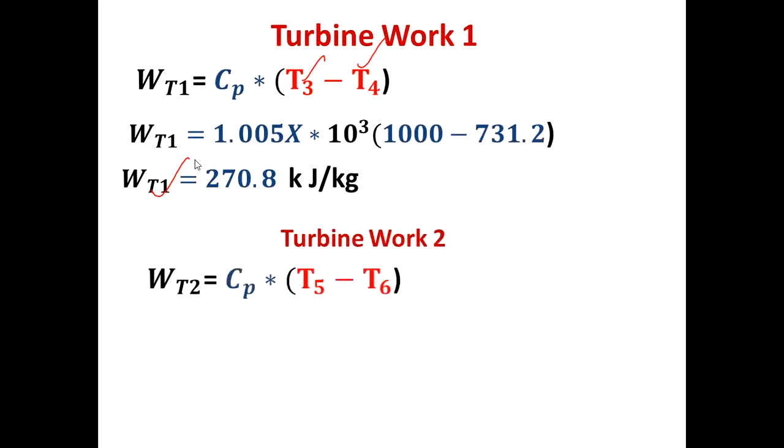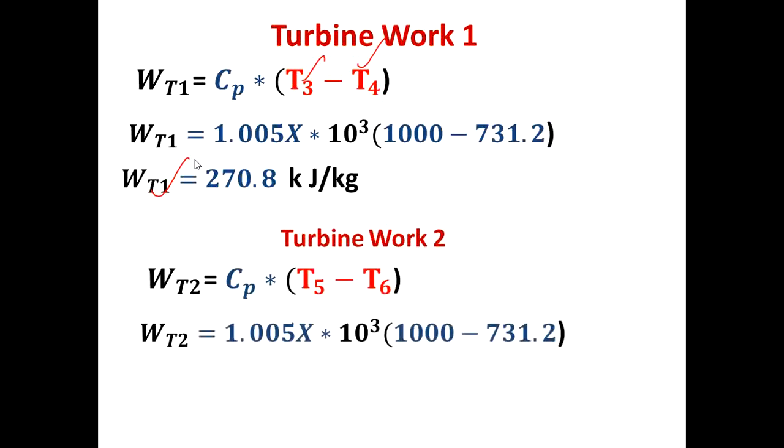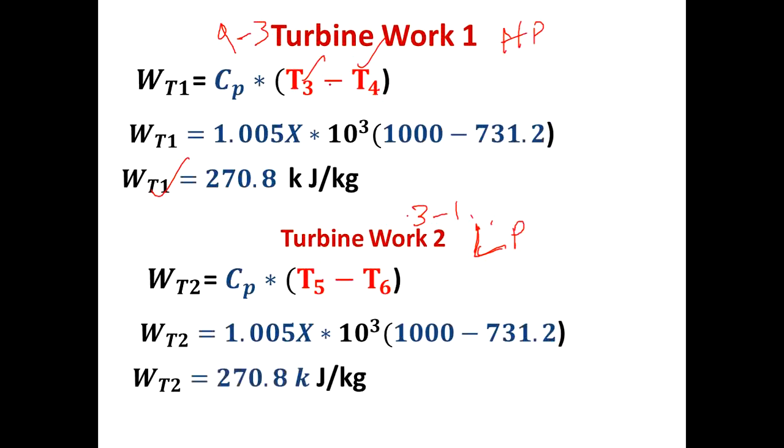Similarly, turbine work 2 is Cp into T5 minus T6, the low pressure turbine. This is the high pressure turbine, this is the low pressure turbine. This is for the HP, and this is for the LP. You know this is working with the low pressure, where the pressure ratio is 3. Here maximum pressure is 9. Here pressure is 3 to 1. It is working between 9 to 3. The turbine work is equal to 270.8 kilojoules per kg.